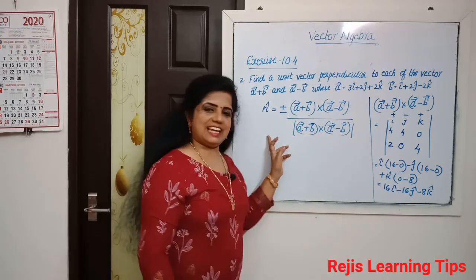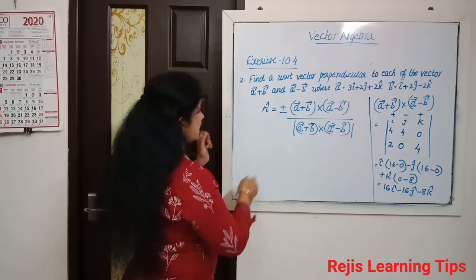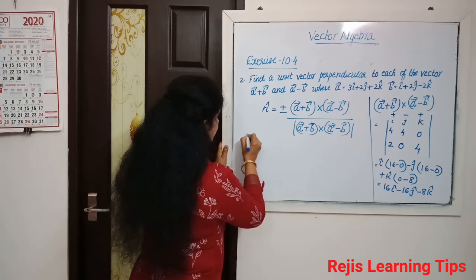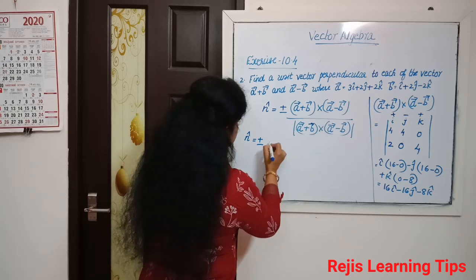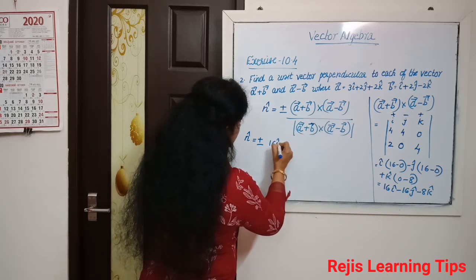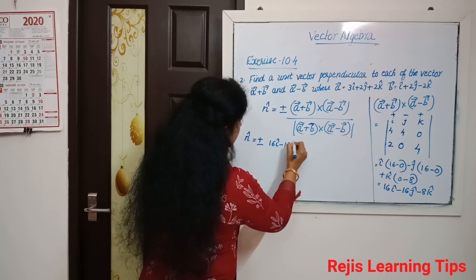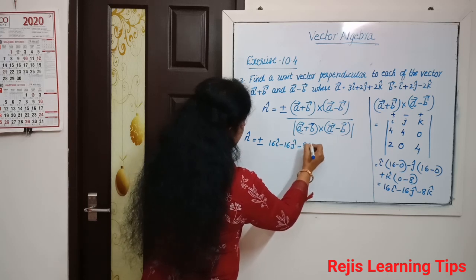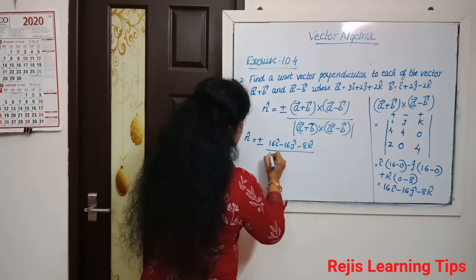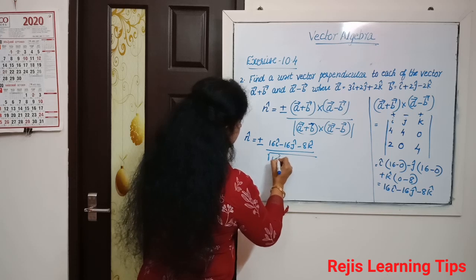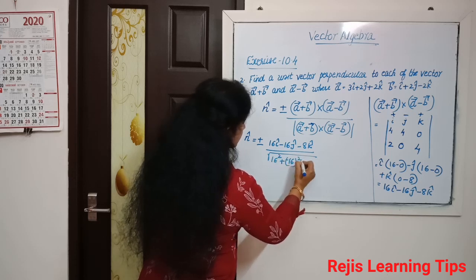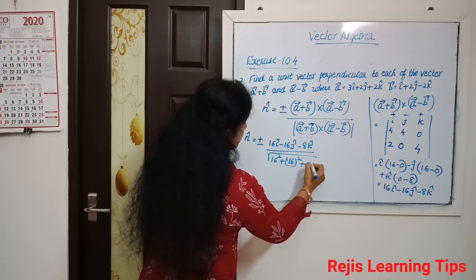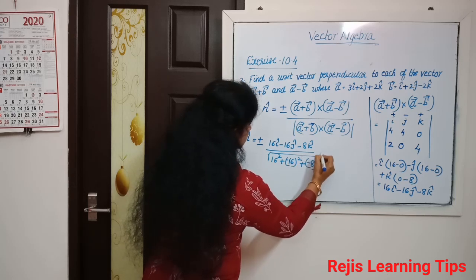Okay. Then we have to substitute here n cap is equal to plus or minus a plus b cross a minus b, that is 16i cap minus 16j cap minus 8k cap divided by modulus of 16 square plus minus 16 square plus minus 8 square.